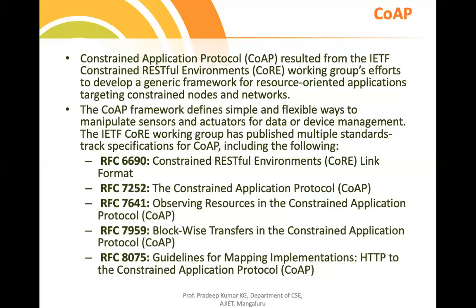So the data which is sent from the constrained nodes and networks is to be handled carefully. That's why we need a dedicated constrained application protocol only to deal with the data which is sent or forwarded to and from the constrained nodes and networks. We need a dedicated application. So that is the constrained application protocol.